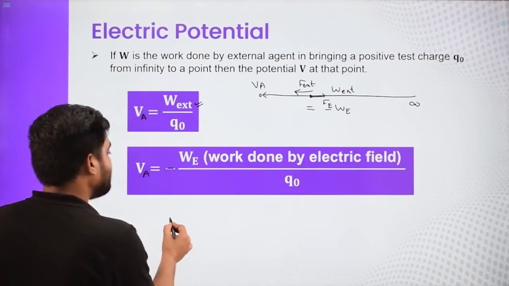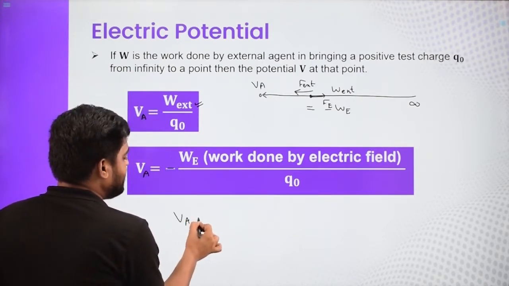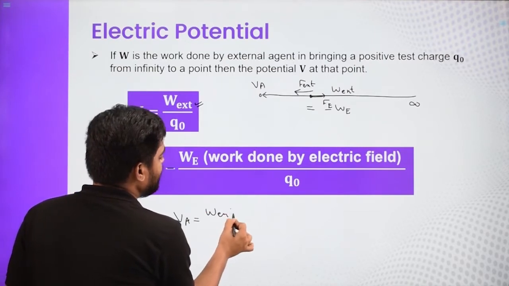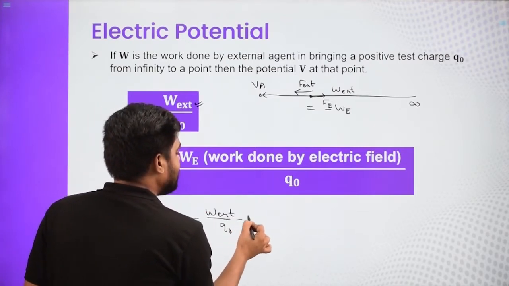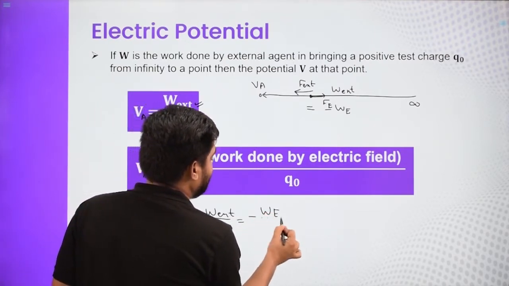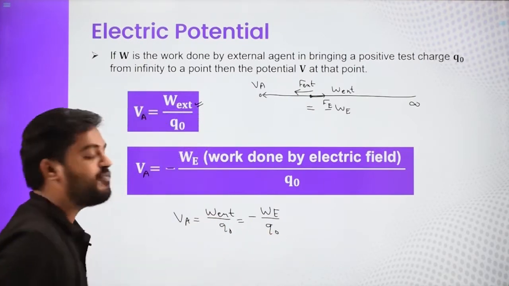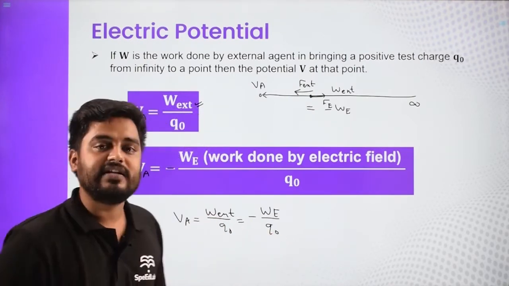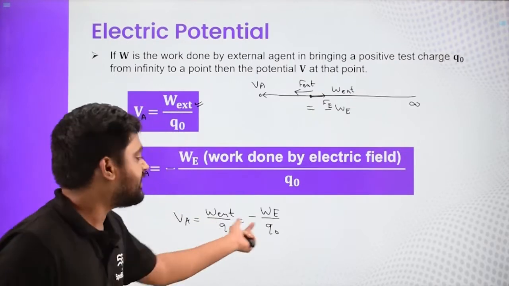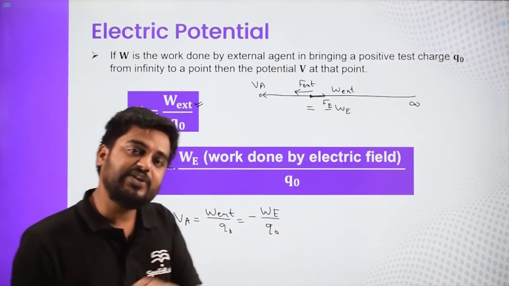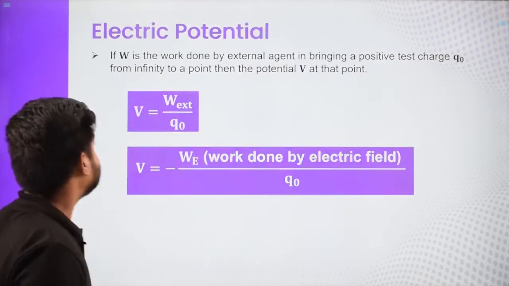So it is also defined as the potential at any particular point is the work done by external force per unit charge, or we can say negative of the work done by electric field per unit charge. So this is how potential at a particular point is defined. Both the works are from infinity to that particular point.